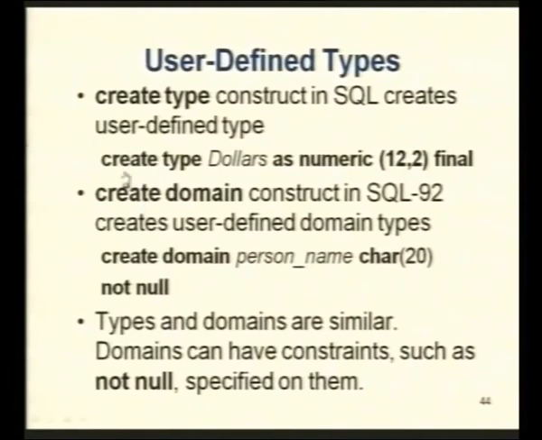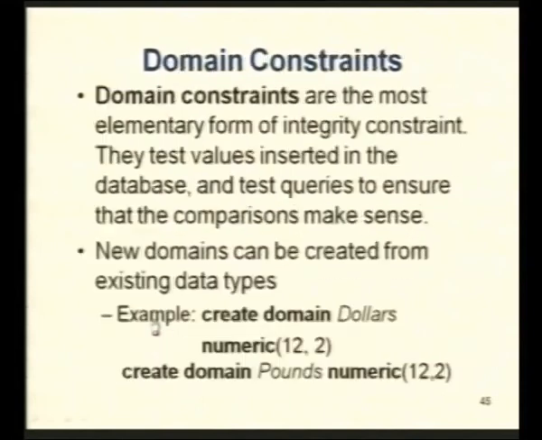For example, of a user defined type, you can create type dollars as numeric 12,2 final, and create domain constraint in SQL creates user defined domain types. For example, create domain person name character 20 not null, it can never be null and it has character 20. Types and domains are similar, but domains can have constraints such as not null specified in them. Here, with type, you cannot have that.